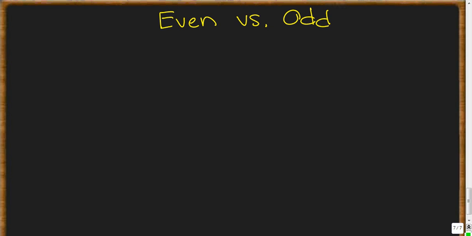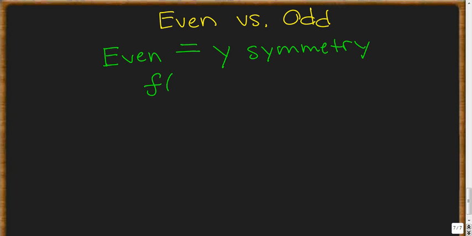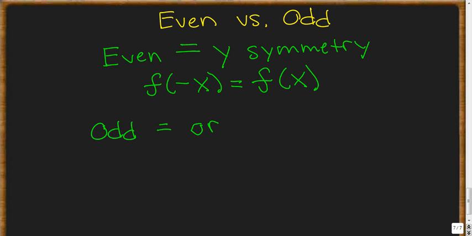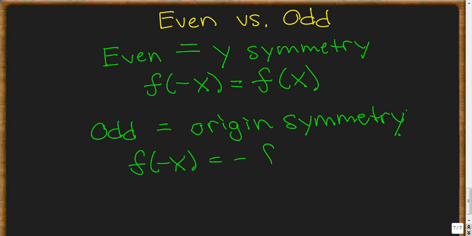And lastly, we're talking about this even versus odd thing. You saw this earlier. Even is the same thing as y symmetry, which we have been discussing. That means that if I plug in a negative x into my f, I get the same f of x back. And odd symmetry is the same thing as origin symmetry, which is if I plug in an opposite of x, I get the opposite f. So this just flips my graph.